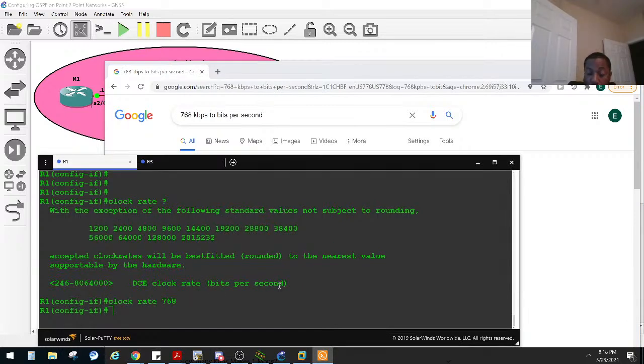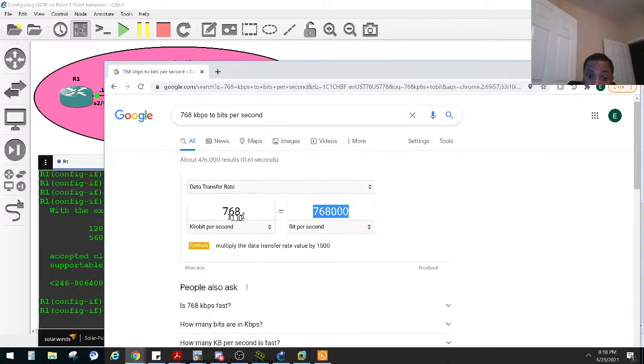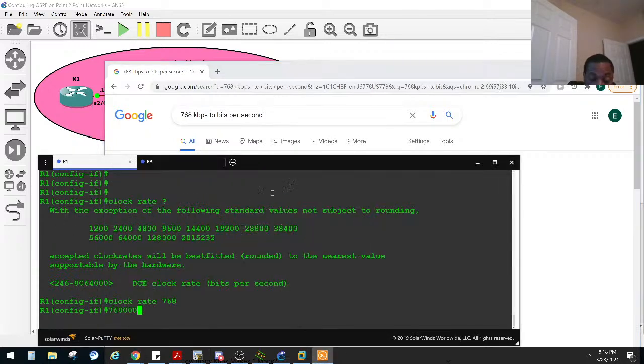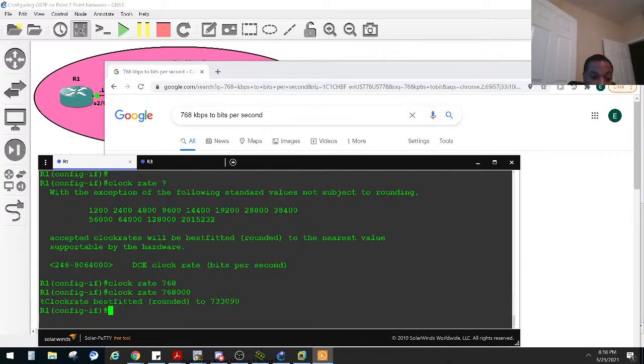That's not what they asked for in the book. The book asked for 768 kilobits per second to router 3. So I had to Google that because I don't know it, right? 768 kilobits per second, how many bits per second? 768,000. So that's what you have to do. Press that after the clock rate, right? So clock rate that, and it rounded to this number. So there you go. I didn't even know that. So you put the 768,000 and then it rounds it to that number.